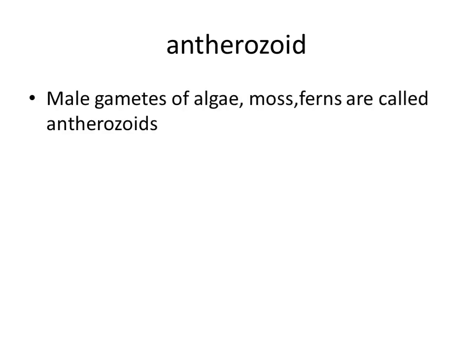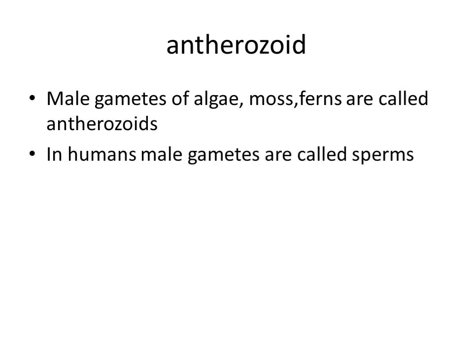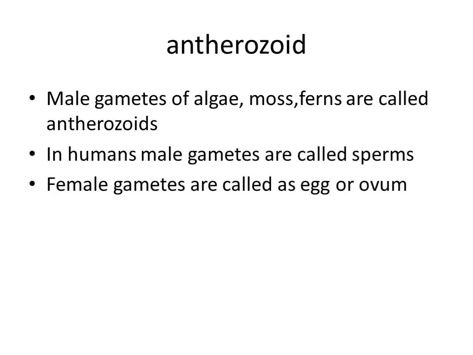Antherozoids. Male gametes of algae, moss, ferns are called antherozoids. In human, male gametes are called sperms. Female gametes are called egg or ovum.